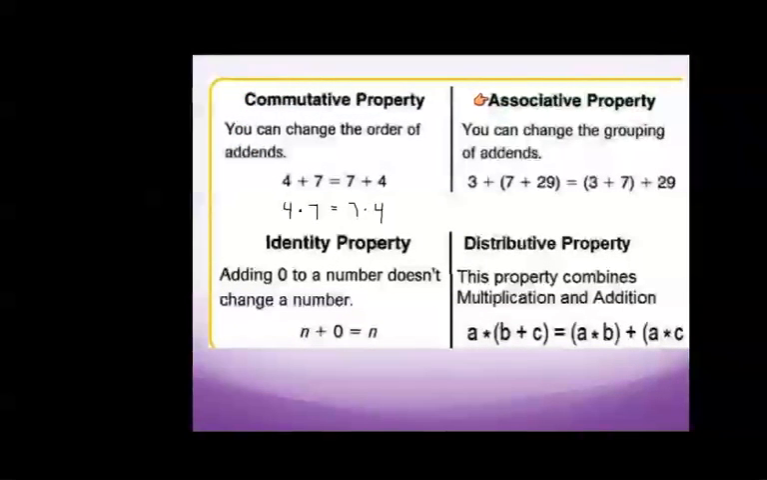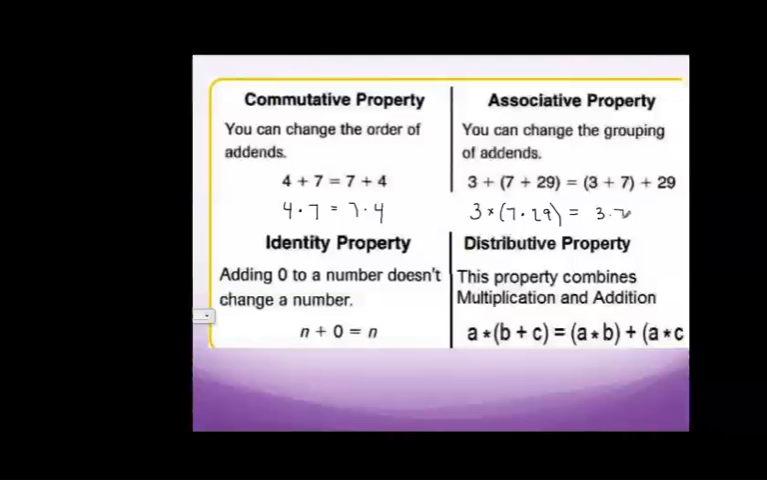The associative property, you can change the grouping. You can change who they are hanging out with, who they are associating with. 3 plus 7 plus 29 is the same as adding 3 plus 7 together first. This is the same with multiplication. If you were to multiply all of these together, same thing.